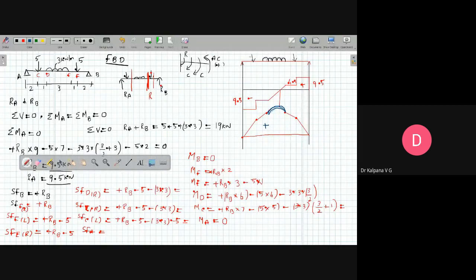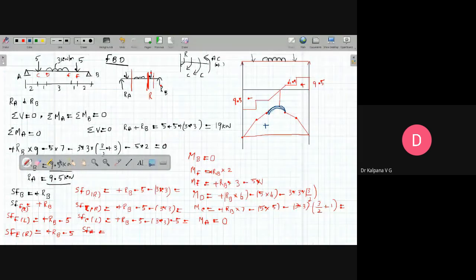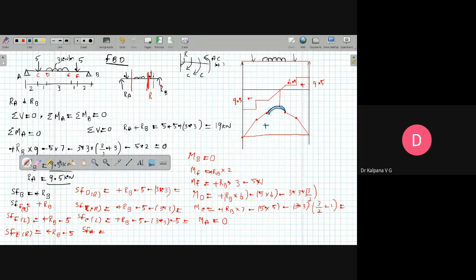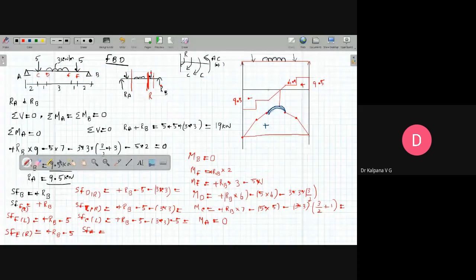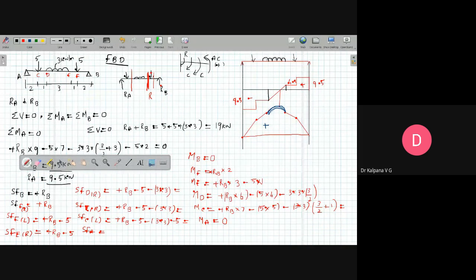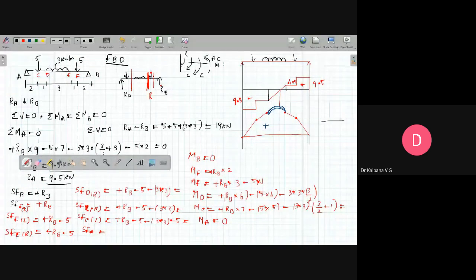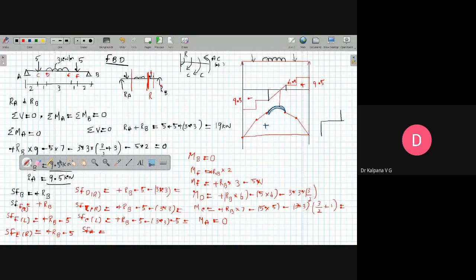And since the loading is symmetrical, exactly at L by 2 distance, the shear force changes its sign. As per experience, we can do it. If not, what we have to do is identify the point where shear force changes its sign. For which, either we can get it from the shear force diagram, or we can write the equation. This is the diagram.